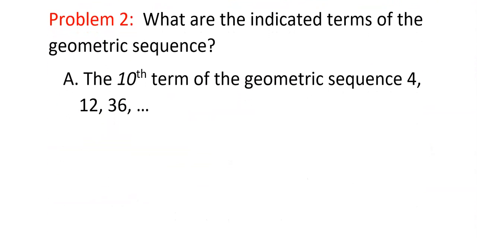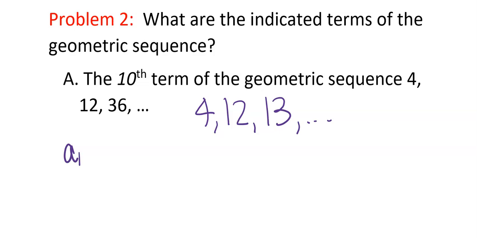Problem number 2, what are the indicated terms of the geometric sequence? We want to find the 10th term of the geometric sequence 4, 12, 36. So instead of finding all of them, we just want to use formulas to actually get the one we want right away. Could you find all of them? Yes, but what if you were finding the 104th term? That would take a long time listing them all out. So obviously the formulas in this case are going to do us a lot of good. And the formula that you're looking at is this one.